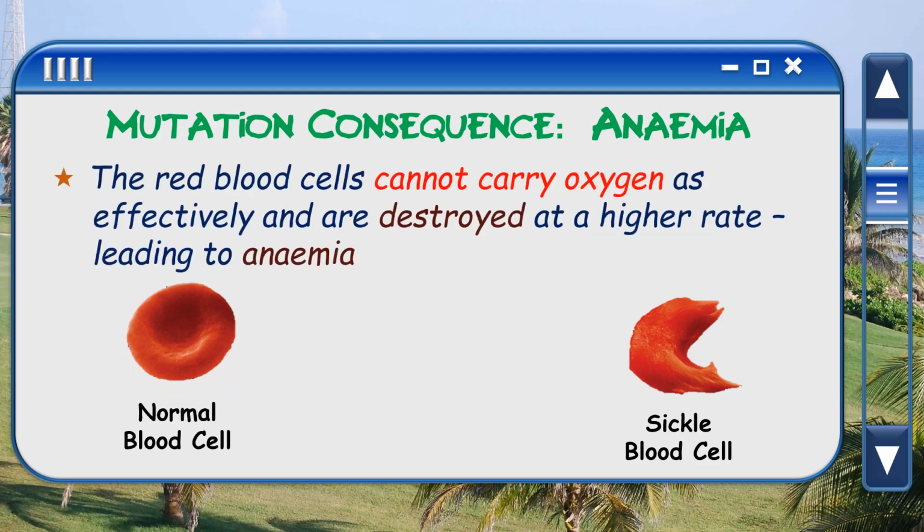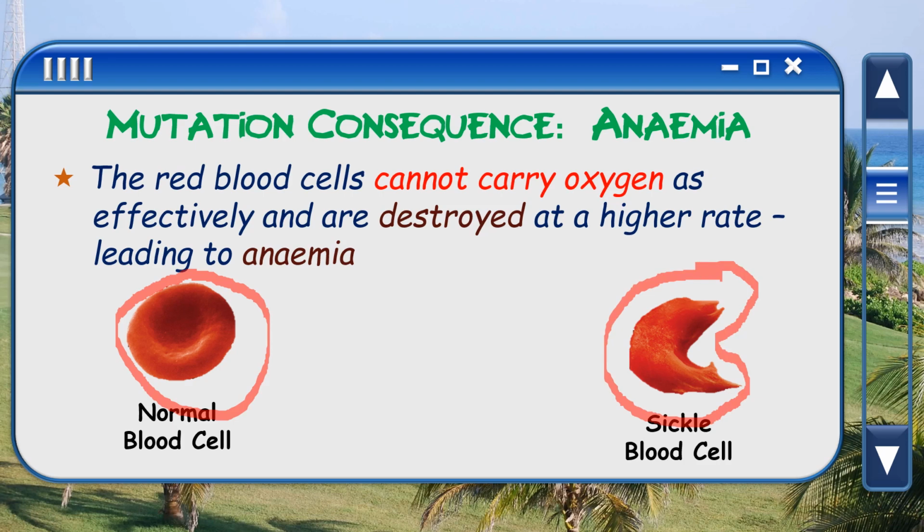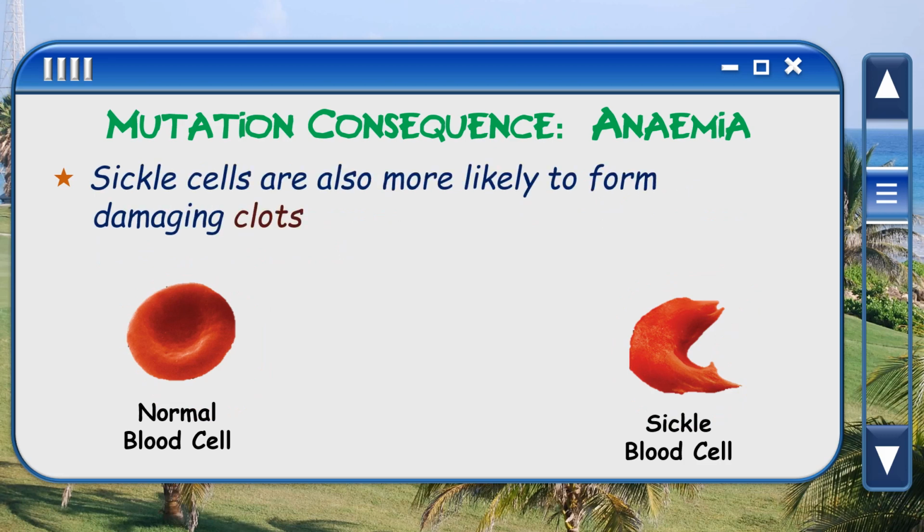The red blood cells cannot carry oxygen effectively and are destroyed at a higher rate, leading to anemia. Now, if you look at this red blood cell, this one is biconcave and it carries a lot of oxygen. This one is sickle-shaped and it cannot carry enough oxygen. And because it cannot carry enough oxygen, they are going to be destroyed at a higher rate. And when they are destroyed at a higher rate, this will result in a condition which we call anemia. Sickle cells are also likely to form damaging clots in the blood vessels.